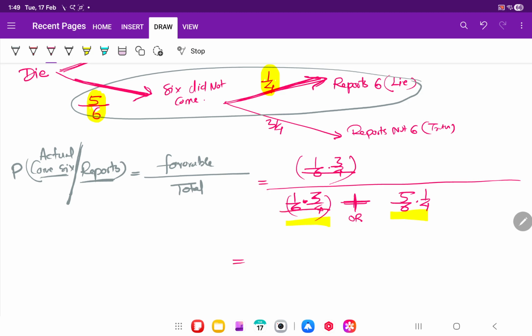Simplification, see, the denominator is the same, so it will cancel. So it is 3 by 3 plus 5, which is 3 by 8. So this is the answer. Very important and easy question. Okay?